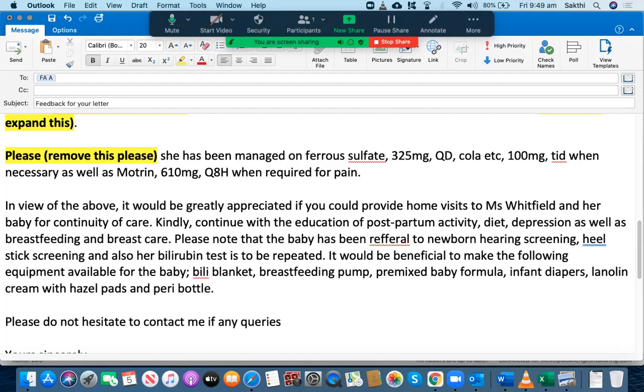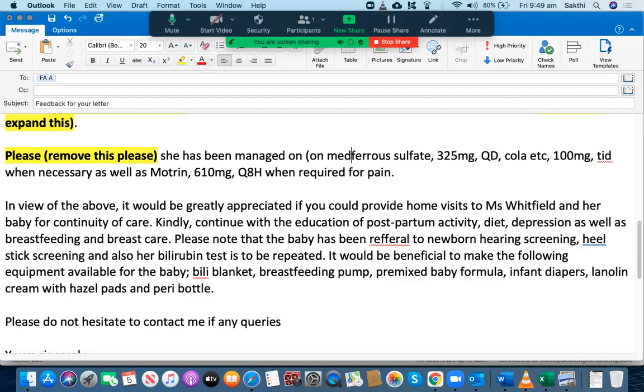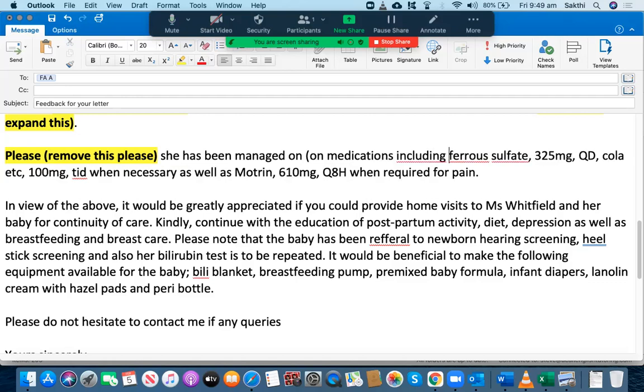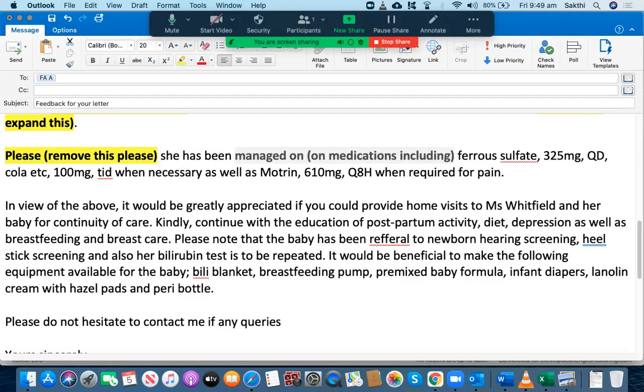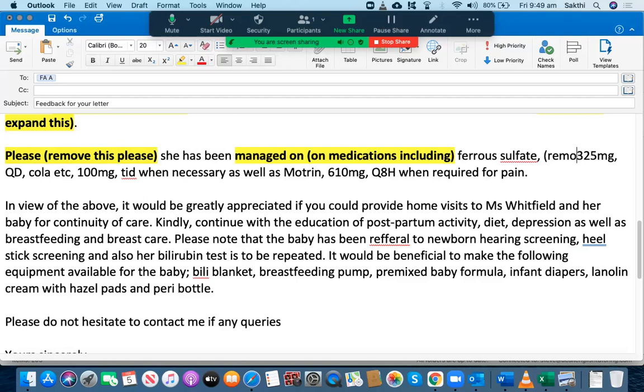Okay, and this one doesn't make sense. If you add please or if you remove it, it doesn't make any difference to the meaning of this sentence. She has been managed on. You could have mentioned, she has been on medications, including, and then you should have written down all these ones. Remember that you shouldn't place any commas between the name of the medication and its dosage. Okay, so remove this comma.